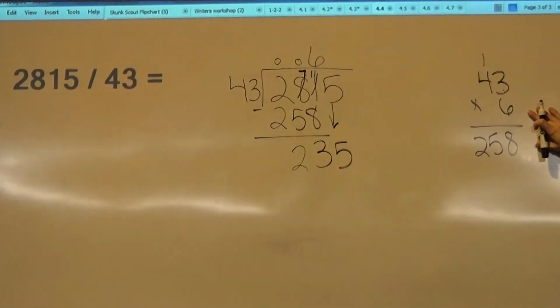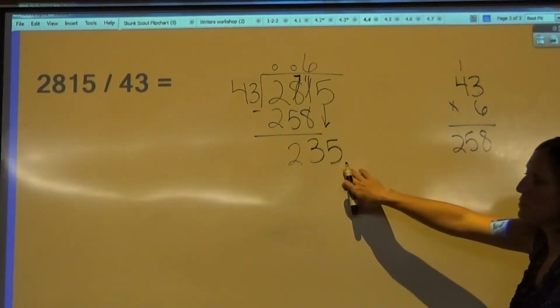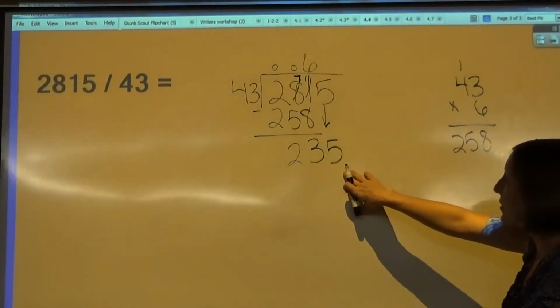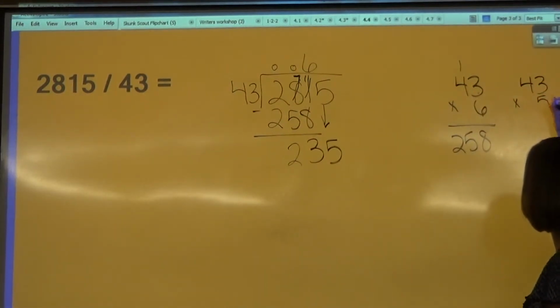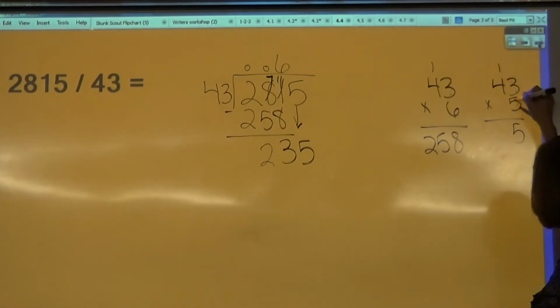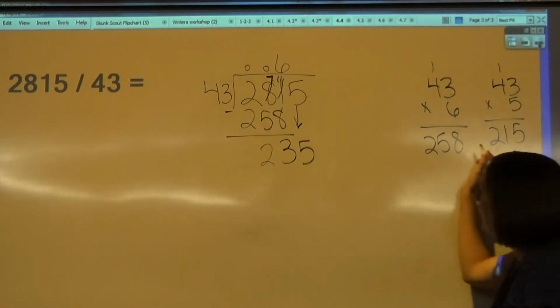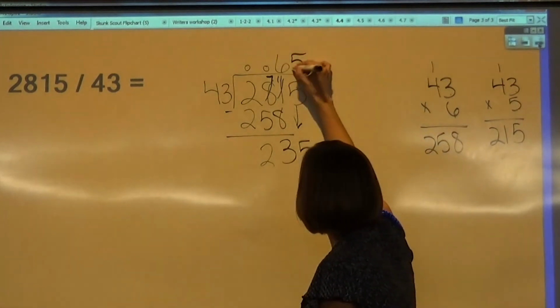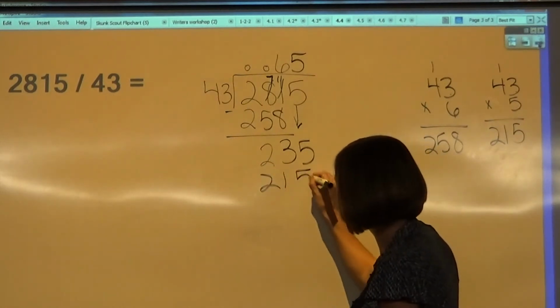Now, 43 times 6 was 258. And that would be too much if I only needed 235. So let's try 43 times 5 this time. 5 times 3 is 15. 5 times 4 is 20, plus 1 is 21. Okay, so it goes in 5 times. 5 times 43, we found out, is 215.